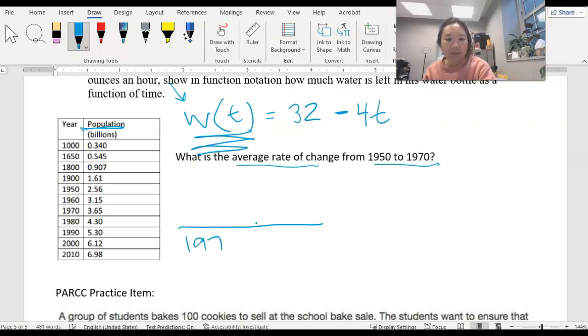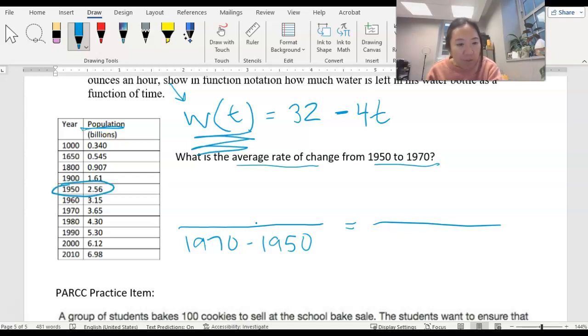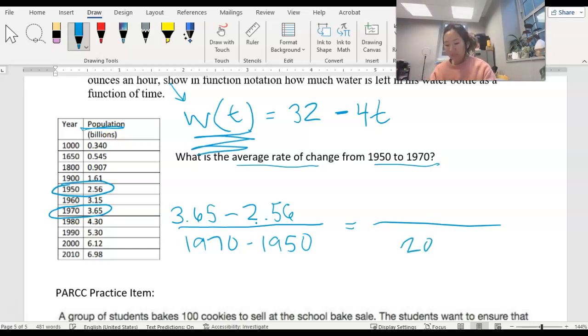So 1970 minus 1950, that's our input of time. And then we're looking at the population of 1950, which is here, to 1970, which is here. Remember, our later value is first, so 3.65 minus 2.56. And so then you would go ahead and calculate that. You know that 1970 minus 1950 is 20 years.